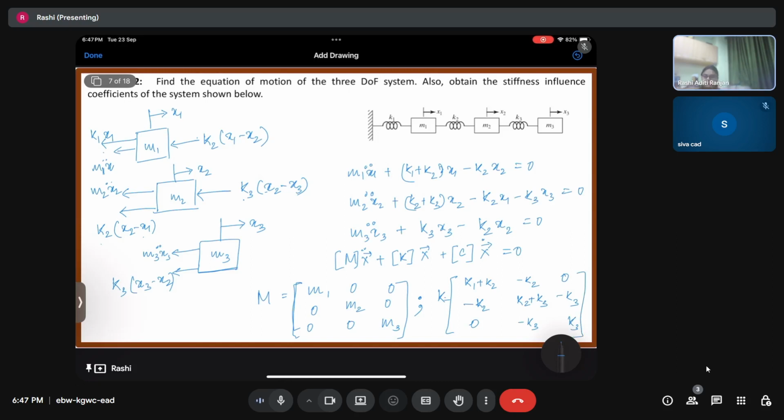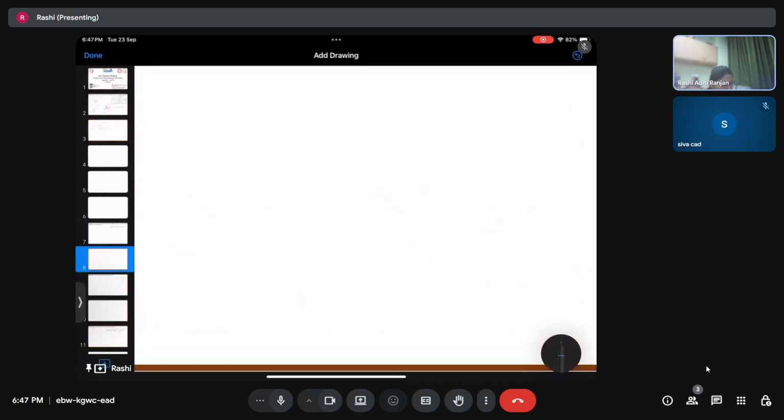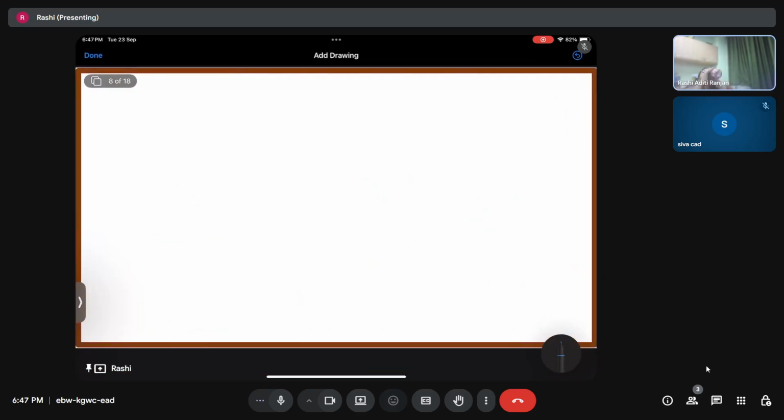So this is our stiffness matrix, correct? Now, this was the stiffness matrix that we got by using the equation of motion, but we can now use the concept of stiffness influence coefficients also over here. So again, what does the stiffness influence coefficient say? Earlier we were using the mass influence coefficient. Now we'll be using the stiffness influence coefficient.